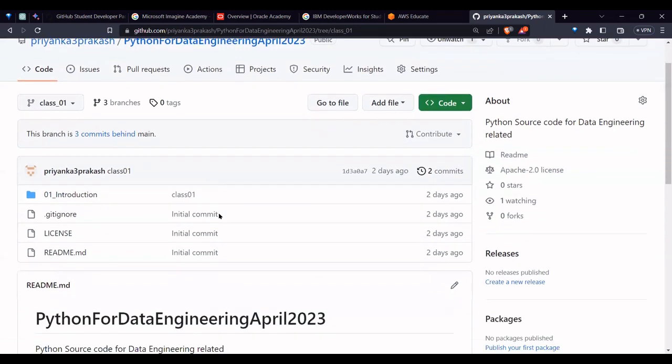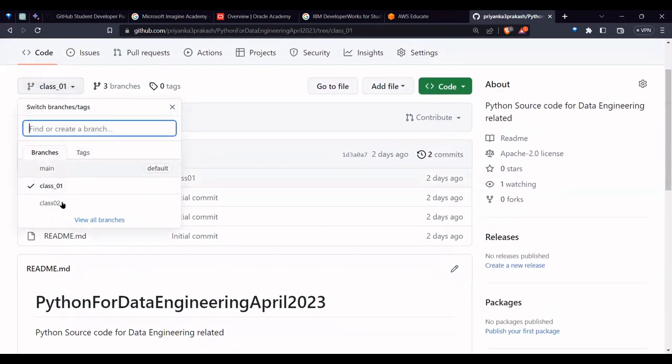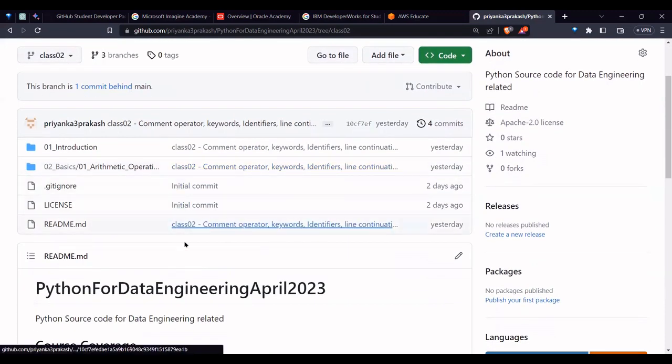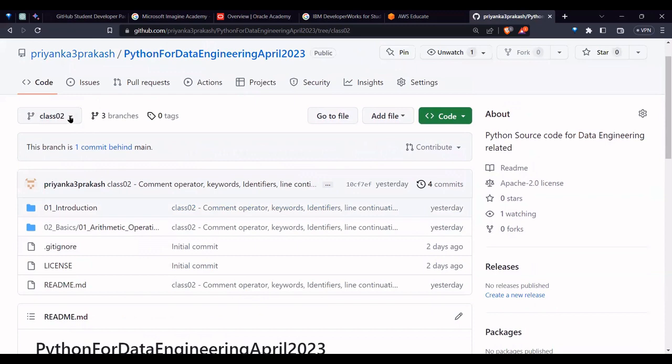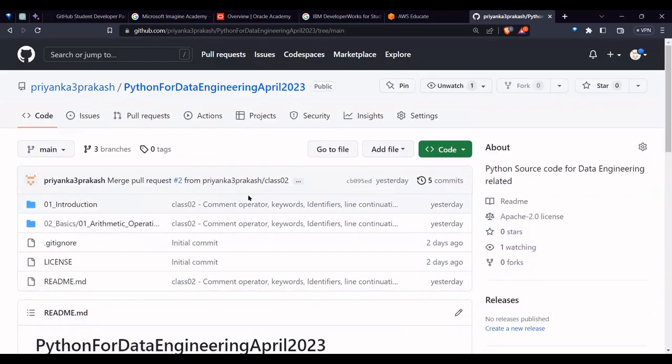In class 1, you can see individually what all things were done. Or if you want to see class 2, click on the class 2 branch, and you can see what we have discussed in class 2 individually. So overall, if you want to see, that's the main branch. In this way, when you are processing, it's easy for you to re-navigate.